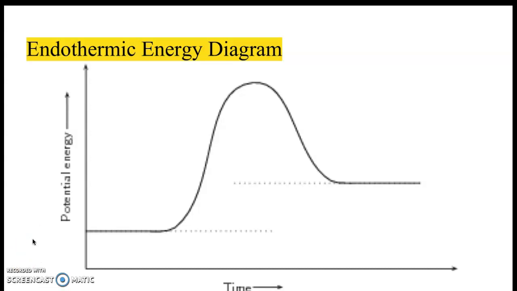So again, take a moment to copy down the image as you see it right now. Leave yourself enough room to label. But again, we start with potential energy, PE, on the y-axis. On the bottom, we see time is written. Again, it could be written as reaction coordinate. Basically, we're talking about a reaction going to completion.